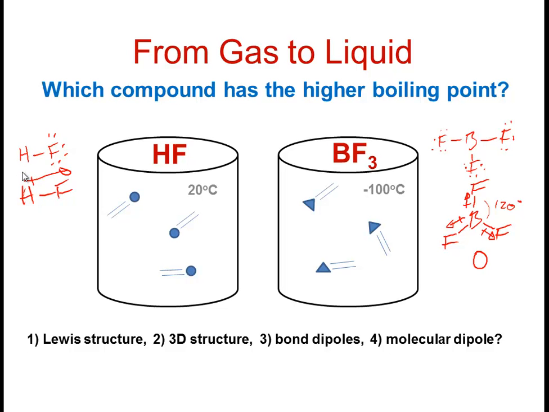So let's take a look. And indeed, we see that there's over 100 degrees difference in their boiling points. Hydrogen fluoride boils right around room temperature. Boron trifluoride will boil all the way down at minus 100 degrees Celsius.